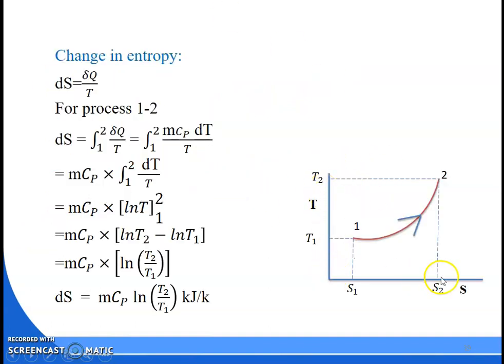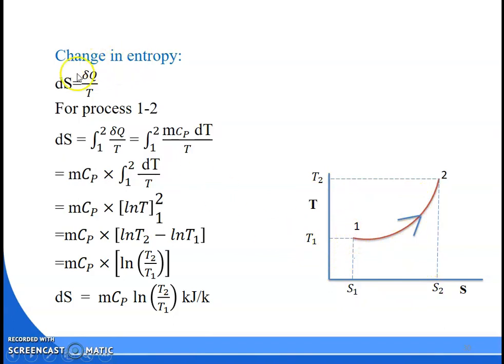So this is your TS diagram, temperature and entropy diagram. X axis stands for entropy, Y axis for temperature. Here the process is 1 to 2. So see what will happen. Temperature increases from T1 to T2, so that means heating. When there is heating, entropy will increase. Why? Because when you are heating the gas, the degree of randomness increases. The more the degree of randomness, the more the entropy. So if the temperature increases, then entropy increases. So this is the TS diagram.